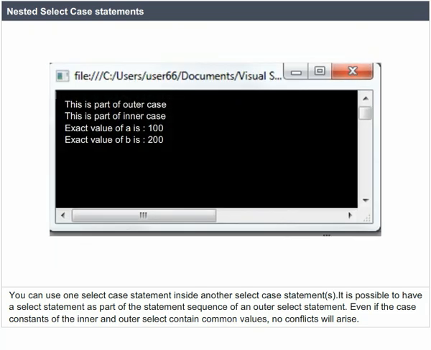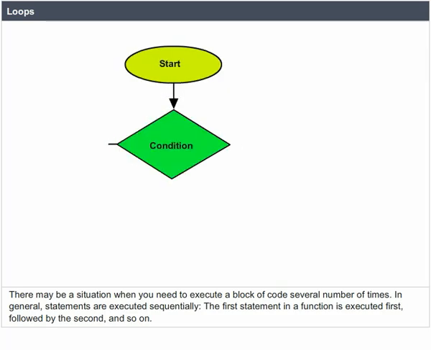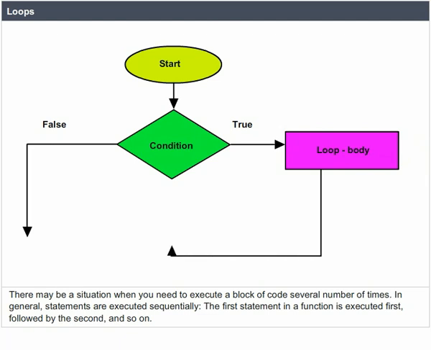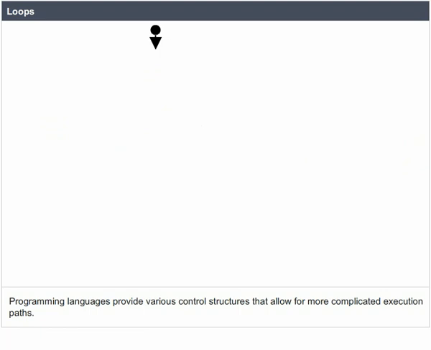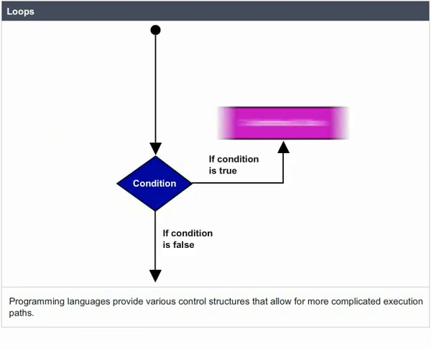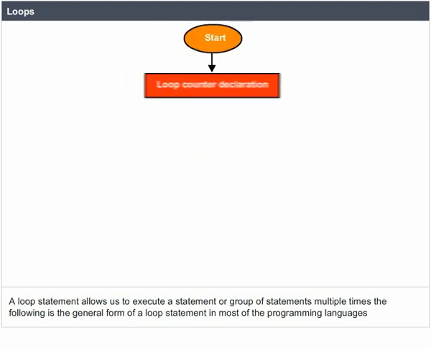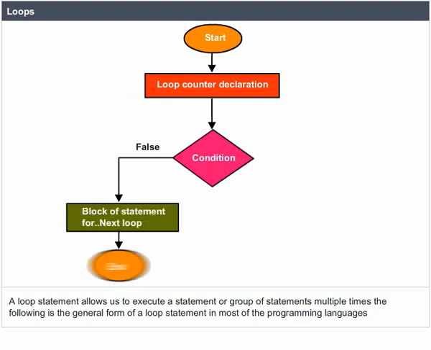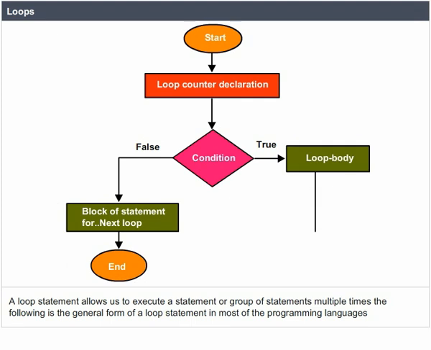Loops. There may be a situation when you need to execute a block of code several number of times. In general, statements are executed sequentially. The first statement in a function is executed first, followed by the second, and so on. Programming languages provide various control structures that allow for more complicated execution paths. A loop statement allows us to execute a statement or group of statements multiple times. The following is the general form of a loop statement in most programming languages.